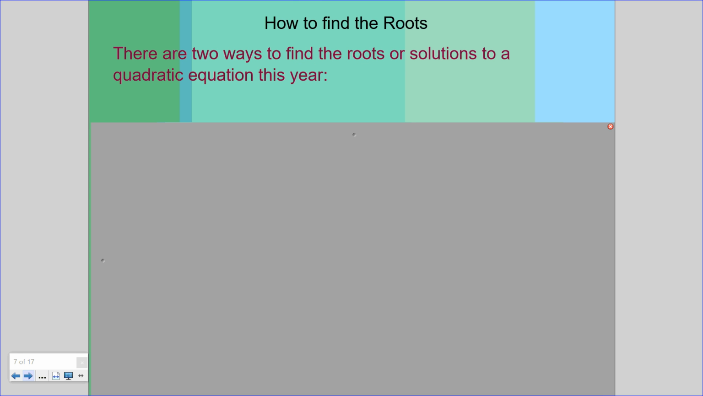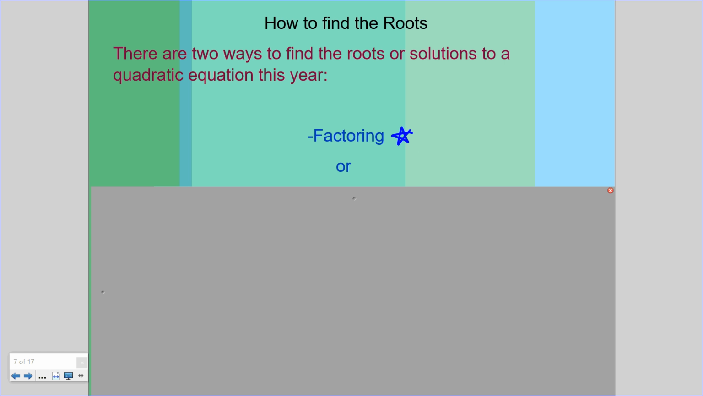So how do we find our roots? There are going to be two ways in this whole unit that we will be able to find our roots, which is also a fancy way of saying solving your quadratic equation. The first way to solve your quadratic equation is by using the factoring methods. So that's what we're going to be doing today, reviewing how to use the factoring methods to help us solve for the roots of our quadratic.